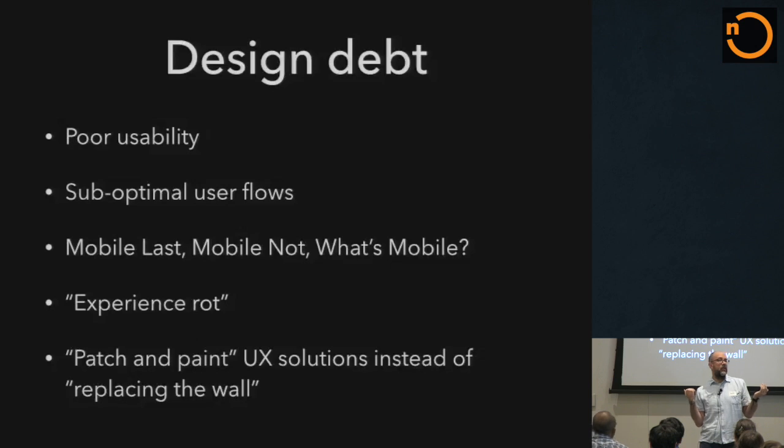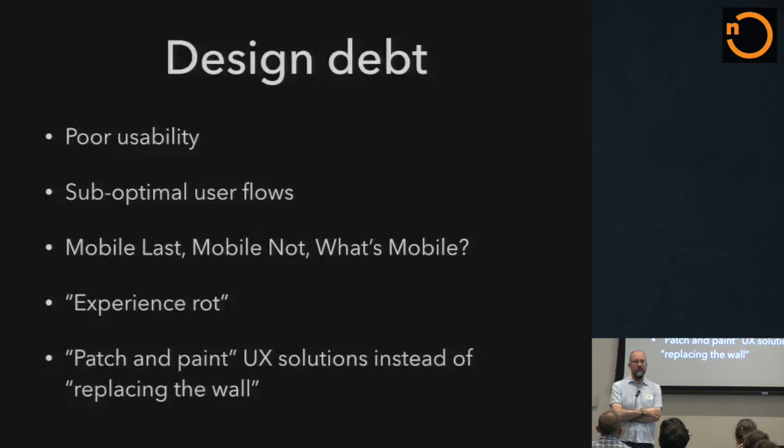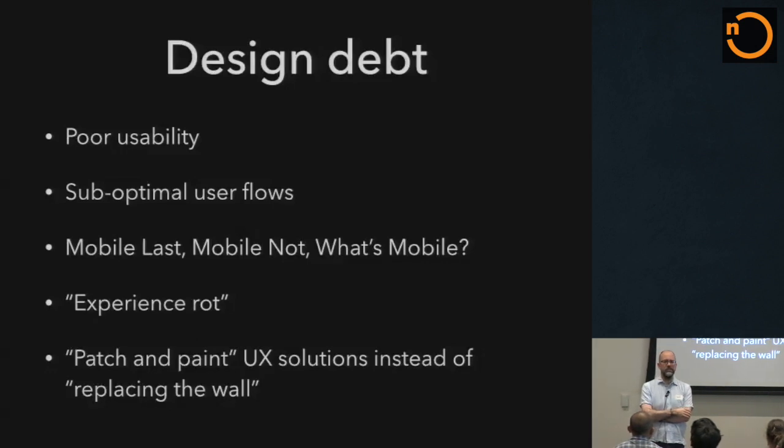The concept of experience rot, where you keep adding more and more features and updating the features that were there before, and pretty soon you've got 11 million buttons on the screen, right? And then what I call the patch and paint versus the knock down the wall problems, which spins back into experience rot. Well, the best thing to do is to refactor the information architecture and the taxonomy. Well, we don't have time for that. What are we going to do? Add another button.